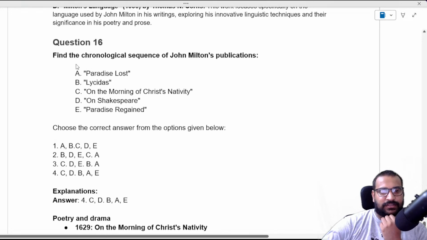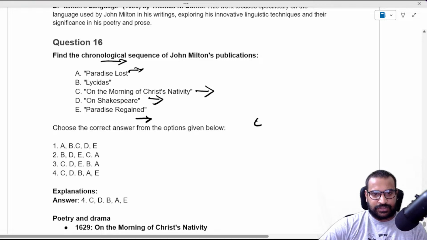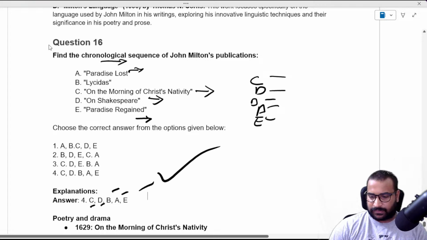So again, the chronology order. So mostly you are getting questions like chronology order on Milton. Again, as I told you, this, right? Then we have this, right? Then this is our first work, remember, then it is a second work, then we have the last. So we can easily answer. E should be at the end, A should be above it, and then the first one should be here, like C. Then after that we have Shakespeare, D, and we are left with Lycidas, B. So C, D, B, A, E. Let's check if it is there. C, D, B, A, E. Correct. So through that you can easily answer, right?